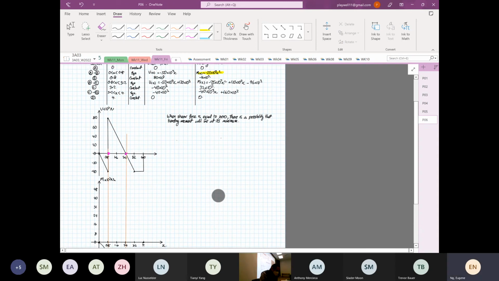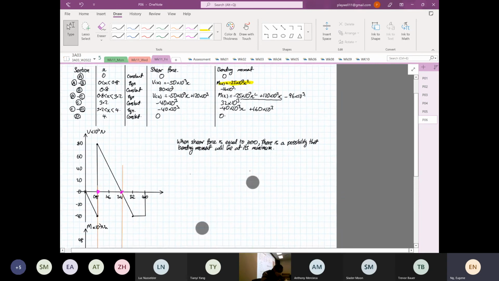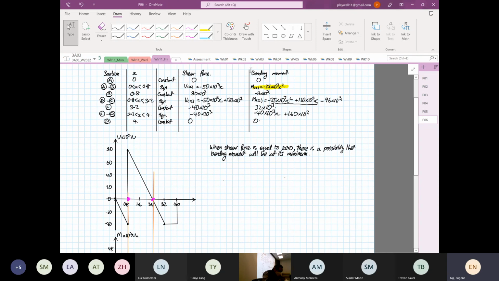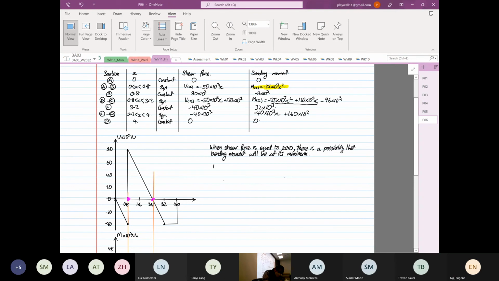Okay. So the next equation is going to be 0.8 to 3.2, and is also going to be sad face. But we need to do something at 2.4, because 2.4 is where the maximum bending moment occurs. So if we look at the equation from point B to C, V as a function of x is equal to minus 50 times 10 to the power 3 x plus 120 times 10 to the power 3. And we want it to be equal to 0 to find our x value. I know from the graph it's 2.4.